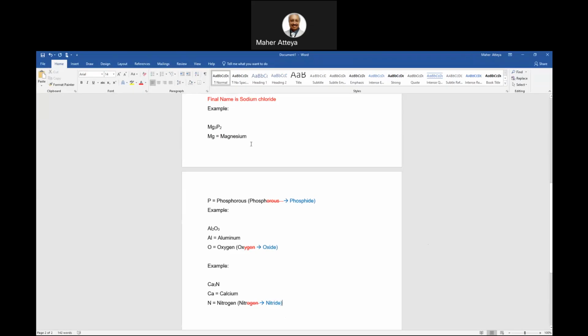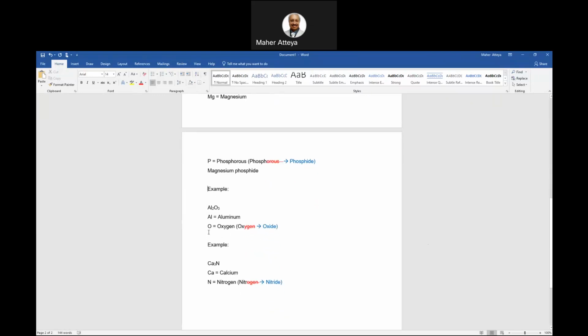So let's look at the table here. First, let's go back and name this compound. It will be magnesium phosphide. Okay, so that's the first one. Then the name of the aluminum one here will be aluminum oxide. Correct? So aluminum oxide.